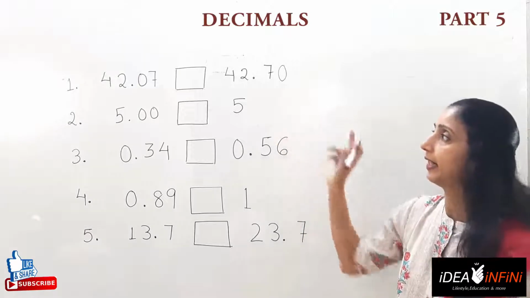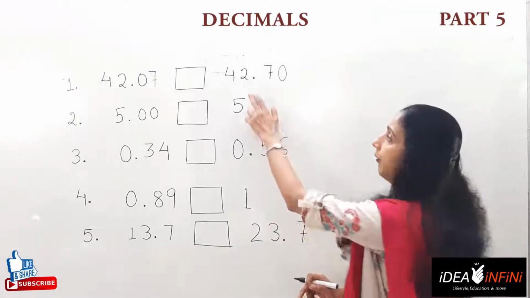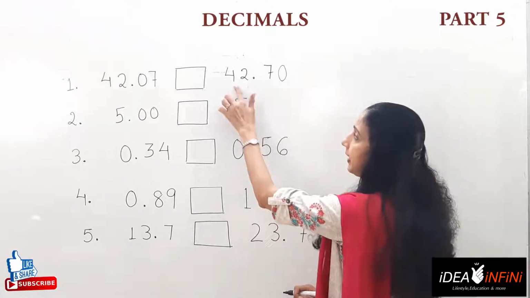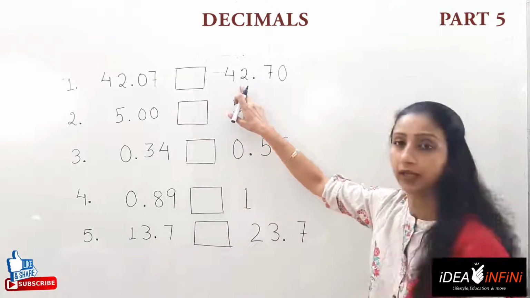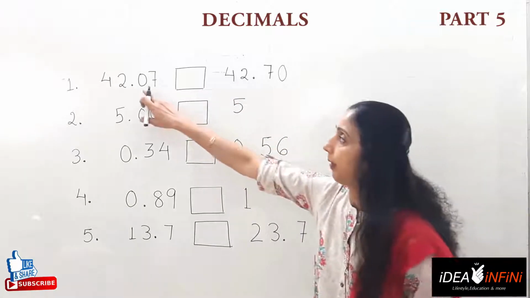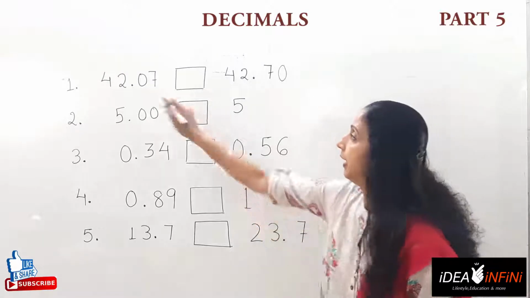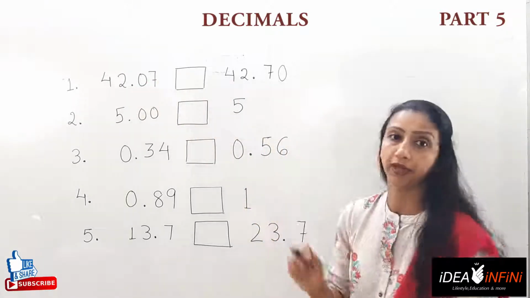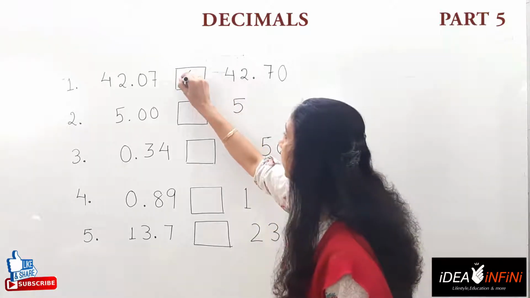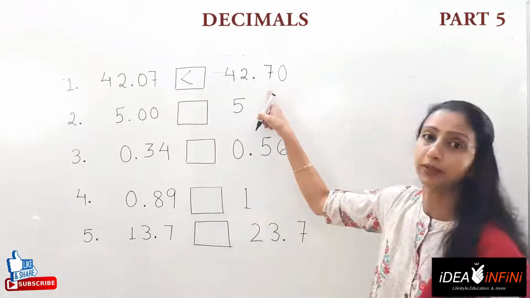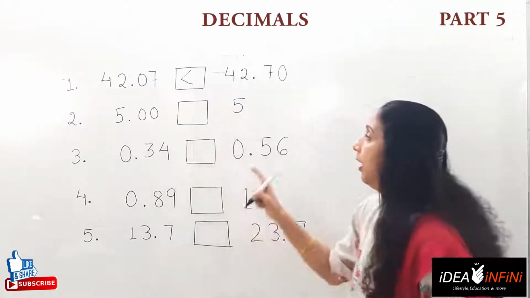So now I start comparing these two numbers, 42.07 and 42.70. First I compare the whole number. It's 42 here as well as here. Now I compare the first digit after the decimal. Here it is 0, here it is 7. Obviously 7 is greater. So we make this sign here because this number is greater than 42.07.